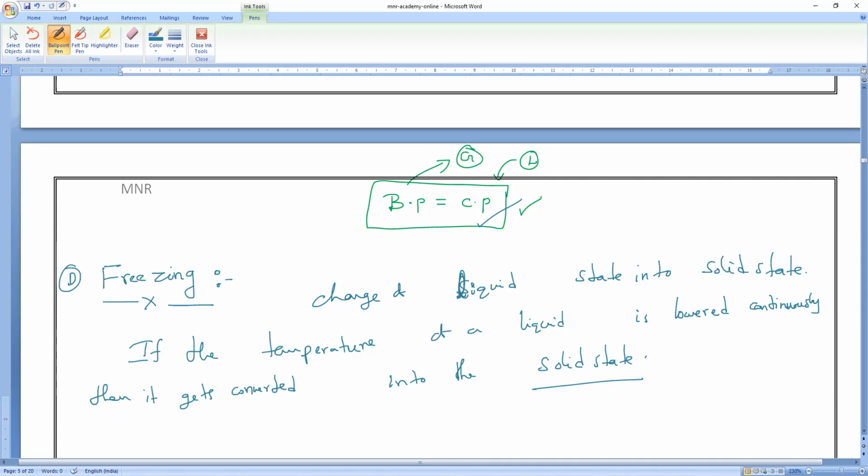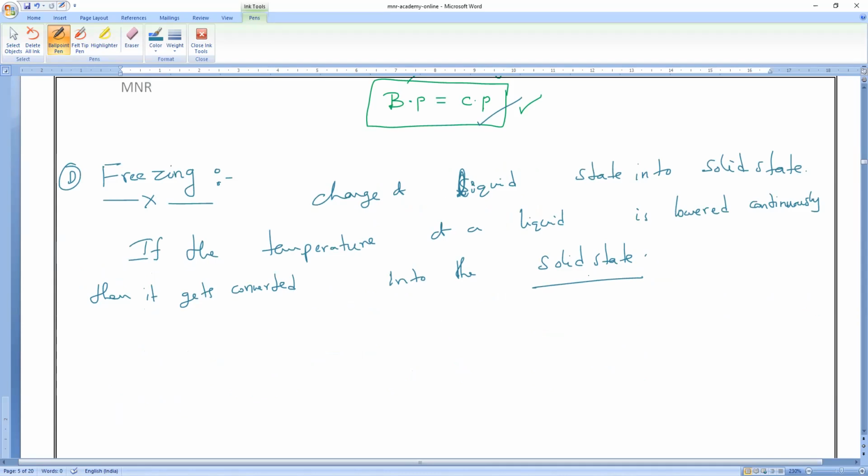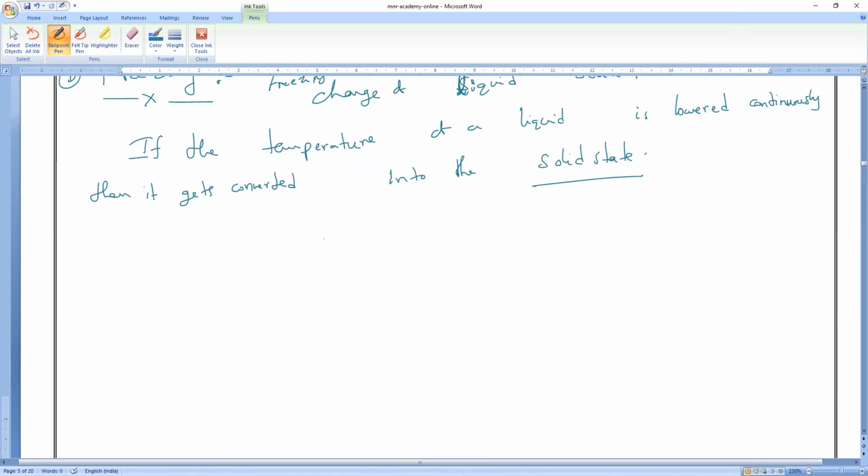So let her write the definition. Everybody write. Freezing means converting from what to what? Liquid state to solid state, changing of liquid state into the solid state. How? By lowering the temperature. So at a particular temperature only, liquid will convert into solid. That point we call what point? Freezing point.